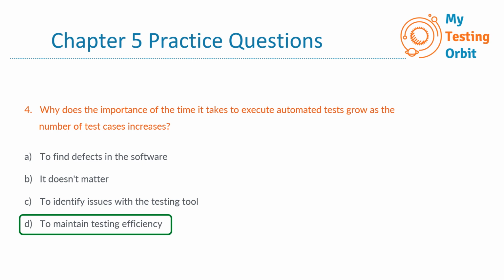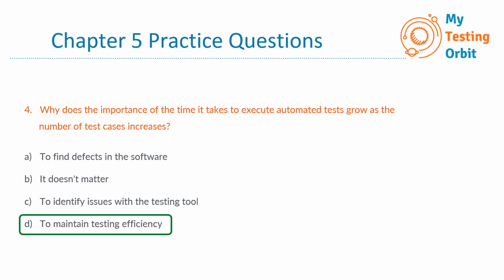Option A, to find defects in the software. So the question is specifically about the time it takes to execute tests, not the primary goal of finding defects. While identifying defects is a crucial goal of testing, the question focuses on the importance of test execution time as test cases increase.